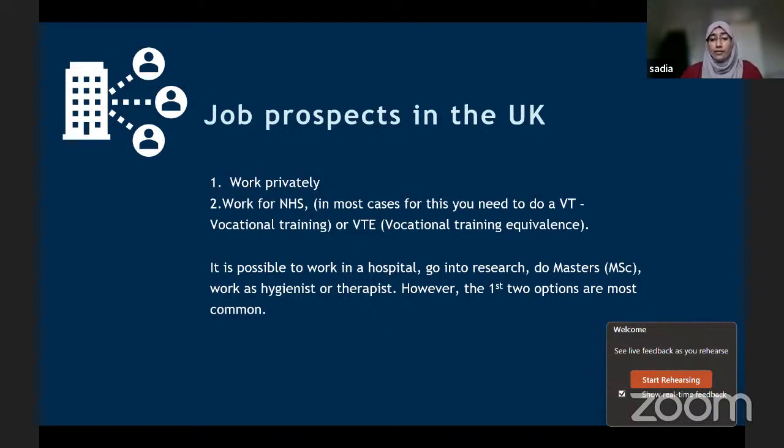If you're working privately, you can just directly start working. But if you're working under the NHS, you will first have to do VT training and then work under the NHS. Other things you can do after passing the ORE or LDS: you can do research, or you can apply for a master's and do it here as well, or work as a hygienist or a therapist, because as a dentist you can work as either of these. But most commonly people work as a private dentist or an NHS dentist.